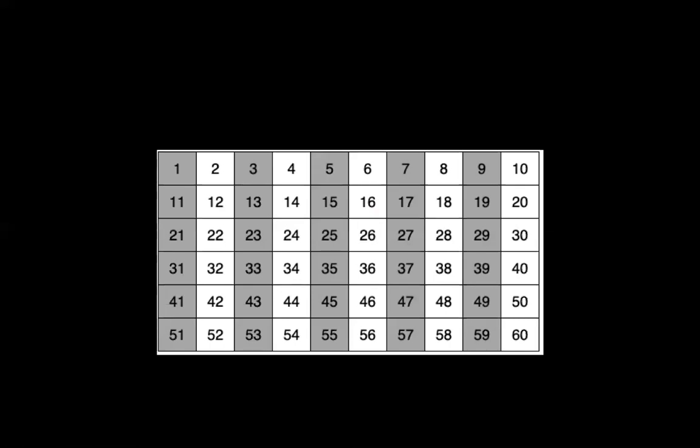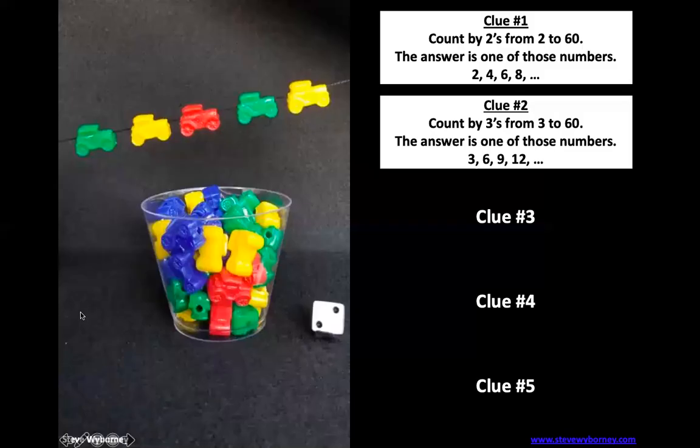Now, if we crossed out your estimate, go ahead and update your estimate based on this new information you have. Okay, do you have your new estimate? Let's look at clue number two. Clue number two says, count by threes from 3 to 60. The answer is one of those numbers.